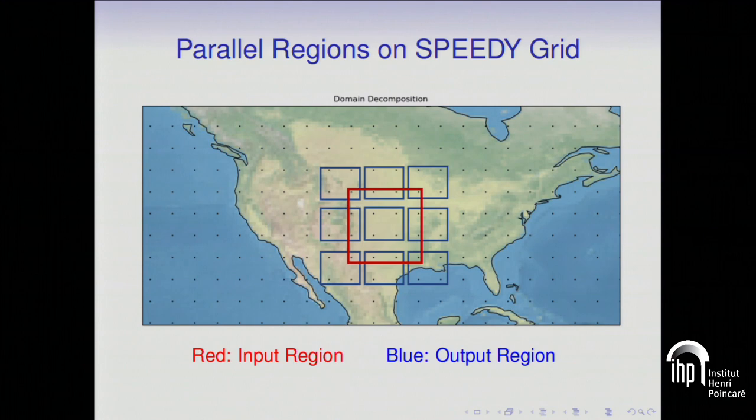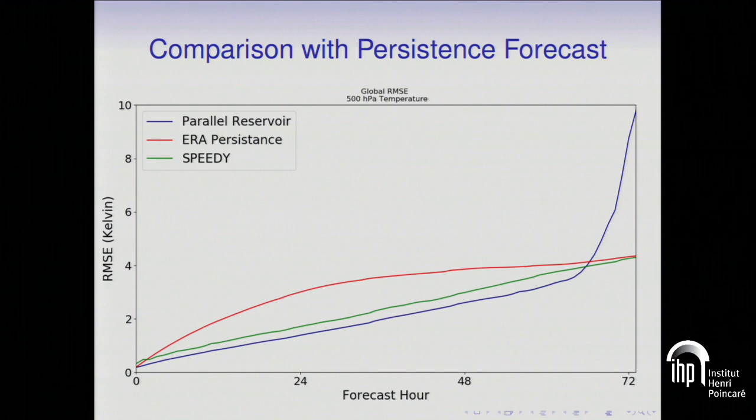Here's just a comparison with persistence. The persistence forecast is red, which is just a forecast that the atmospheric state is constant in time. We're happy just to beat persistence with a purely data-driven approach. That's the blue line here. We beat it for a while, and then things go a little bit haywire. The green is the SPEEDY model, which has a similar skill over this 24 to 48 hour time series. Of course, we're using the SPEEDY model for something it wasn't intended for, so we hope in the hybrid to see some significant improvement in this case as well.